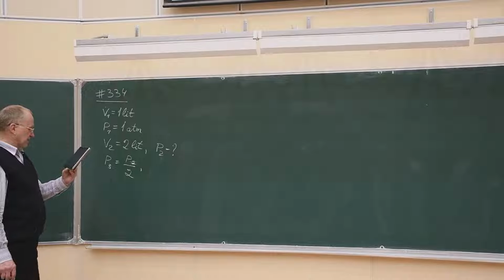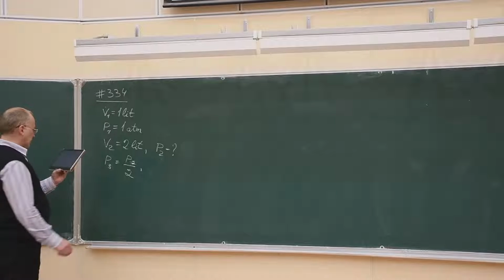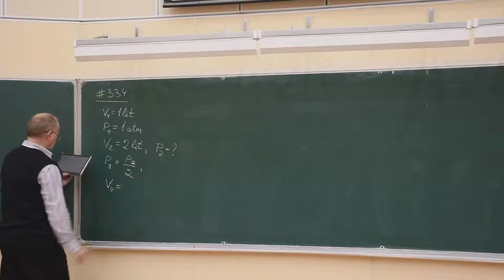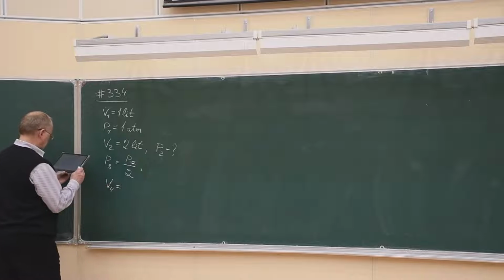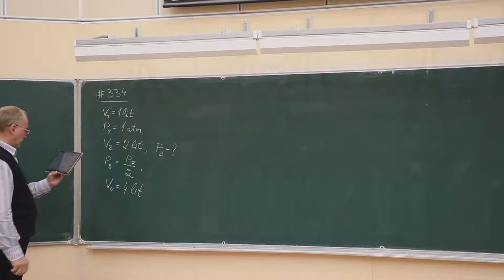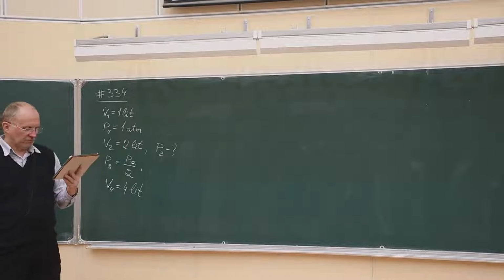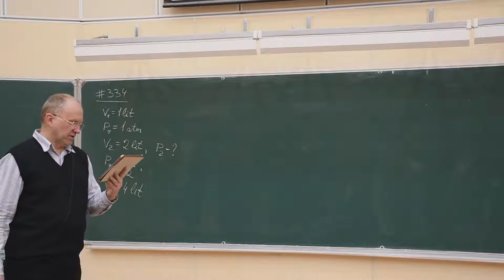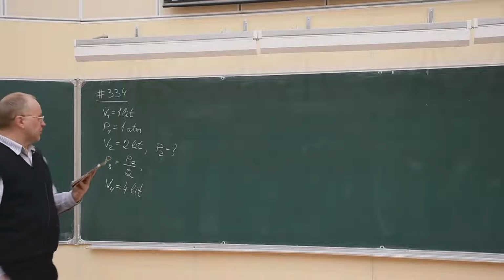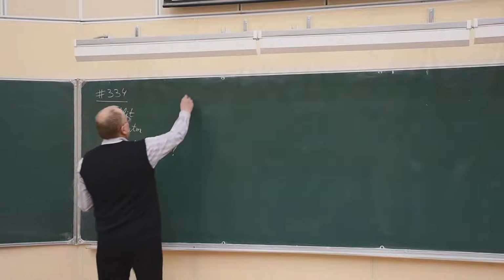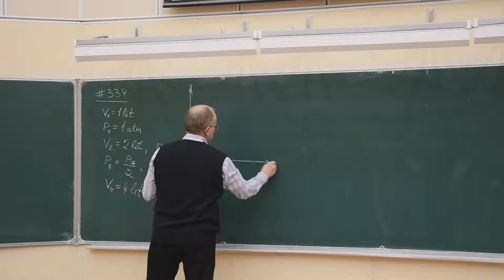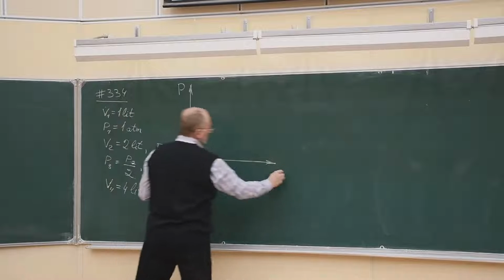Next, the gas expands at a constant pressure to V4 equal to 4 liters. Draw a diagram of P versus V and use it to determine the process in which the gas performs the greatest work. How does the temperature change? Okay, we have to draw a diagram of pressure versus volume.